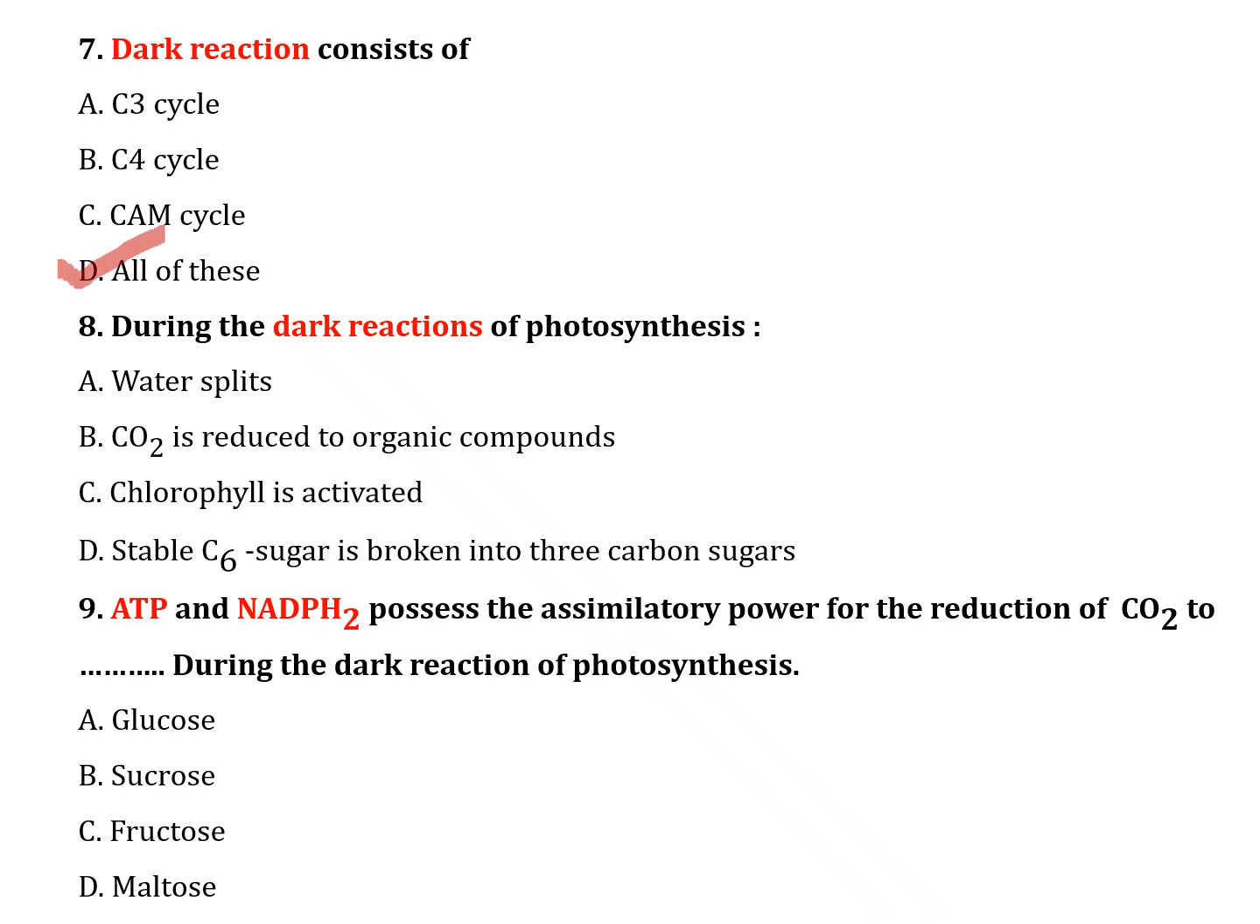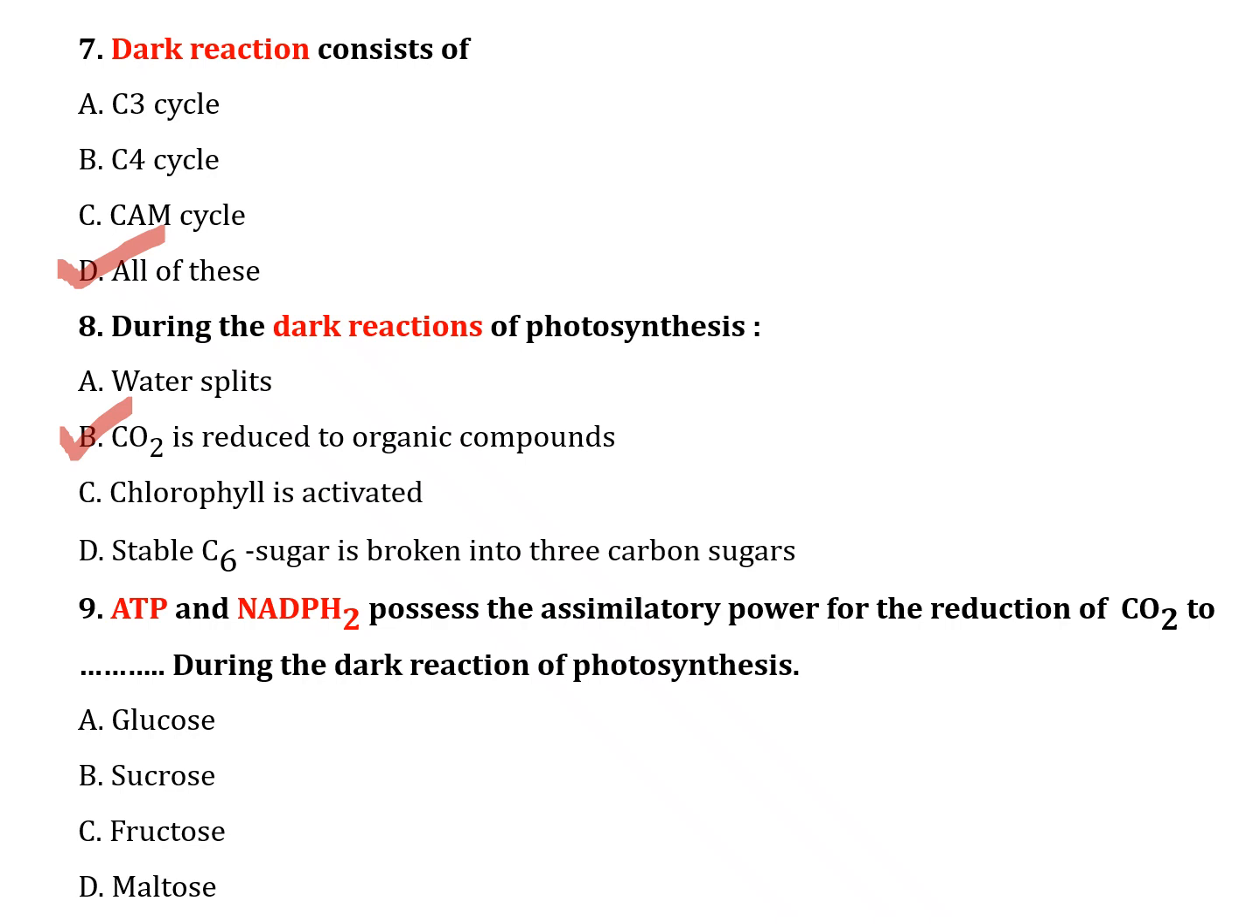The next question number 8. During the dark reactions of photosynthesis, option A water splits, option B carbon dioxide is reduced to organic compound, option C chlorophyll is activated, option D stable C6 sugar is broken into 3 carbon sugar. The correct answer is option B. Carbon dioxide is reduced to organic compound, that is glucose.